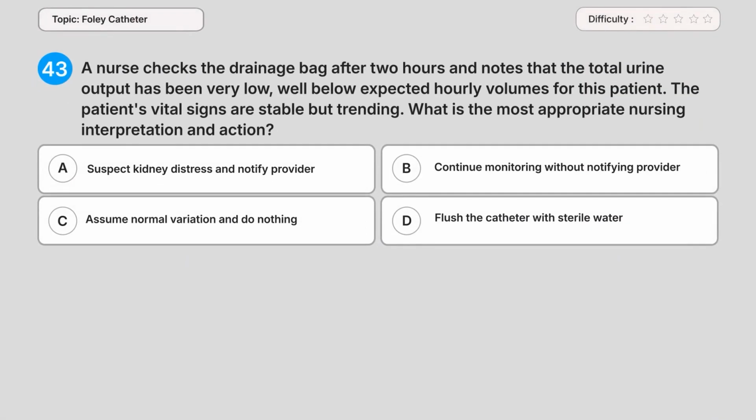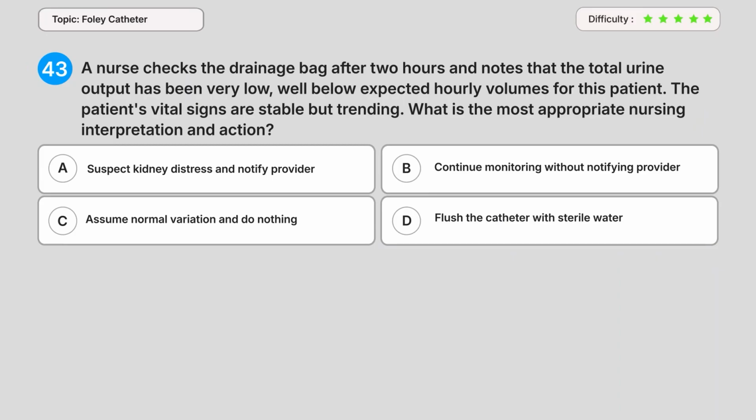Question 43. A nurse checks the drainage bag after 2 hours and notes that the total urine output has been very low, well below expected hourly volumes for this patient. The patient's vital signs are stable but trending. What is the most appropriate nursing interpretation and action?